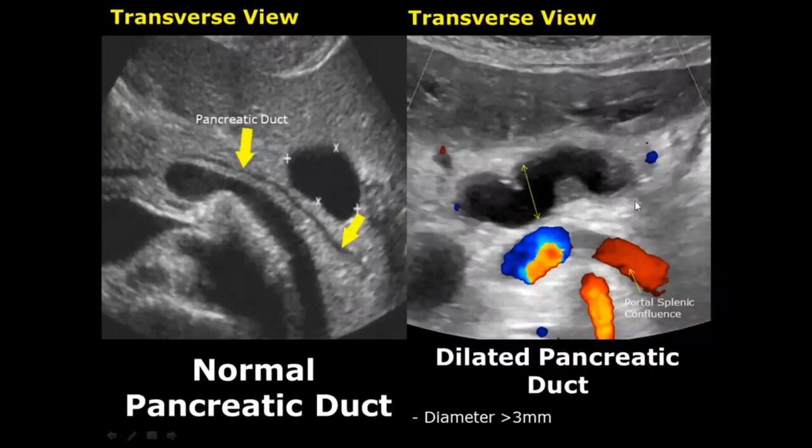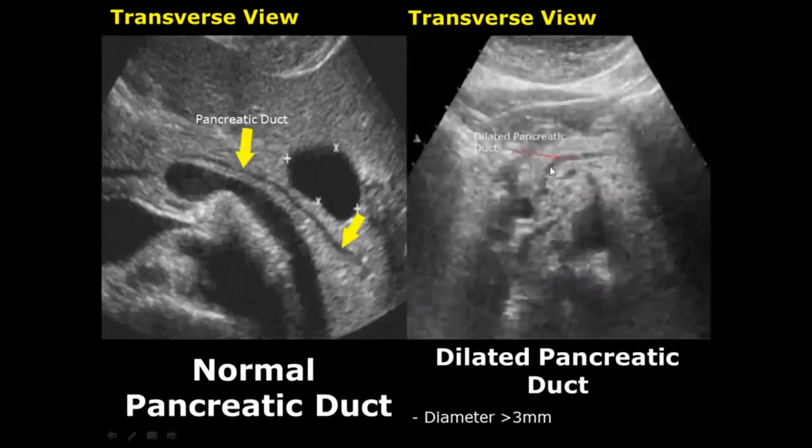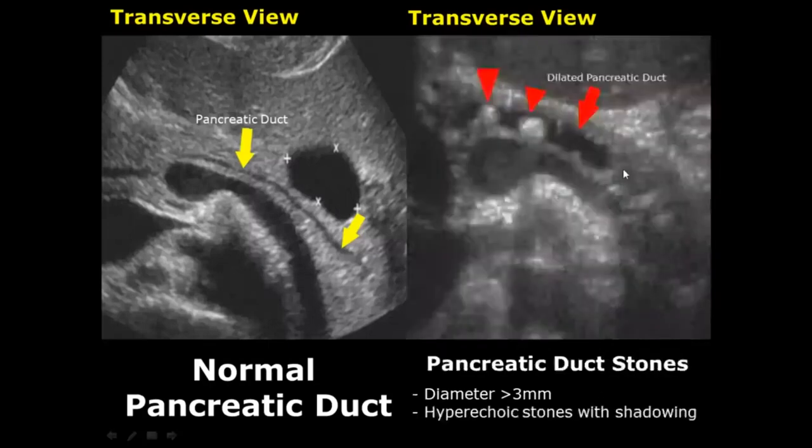Although this image is of a pseudocyst, we can see a normal pancreatic duct over here, whereas over here it is very much dilated. Here is another image of a dilated pancreatic duct. Just remember, when the diameter exceeds 3 millimeters, it is dilated. The pancreatic duct may also have stones. They will appear as hyperechoic and will give posterior shadowing along with a dilated pancreatic duct.